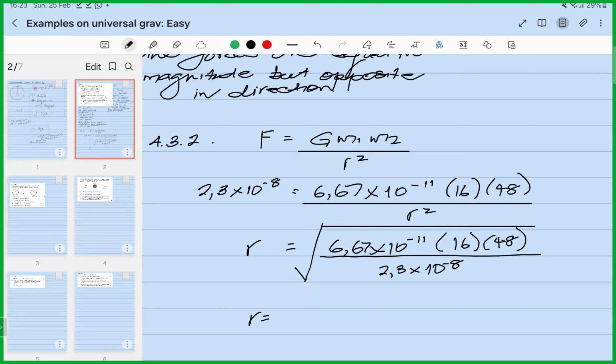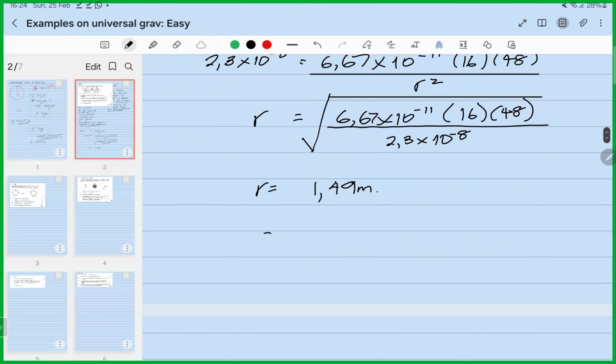I'm going to allow you to do this, please, because I'm not going to do everything here now. 1.49. Thank you, sir. Just want to explain what 1.49 is again by just drawing a little diagram here at the bottom. 1.49 is the distance from the center of one mass to the center of the other mass. It's from there to there. That's the 1.49.